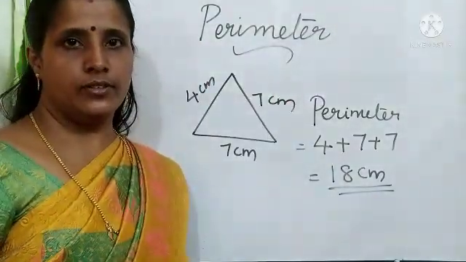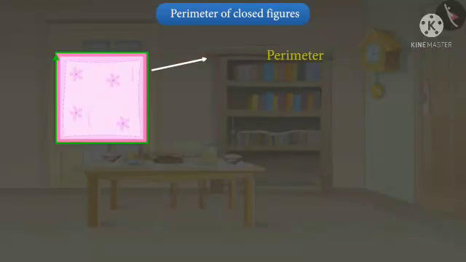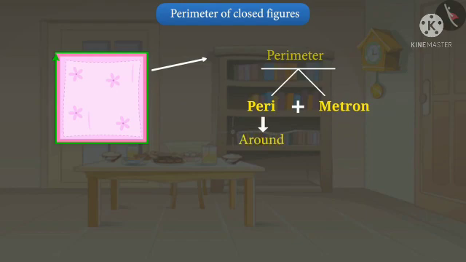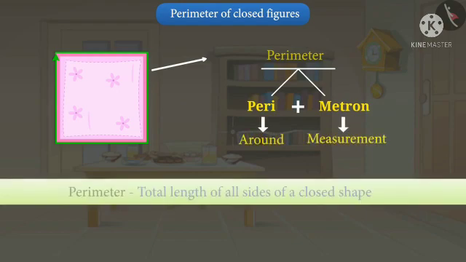Understand all of you? The word perimeter is derived from the Greek words peri and metron, in which peri means around and metron means measurement. In this way, the perimeter is the total length of all sides of a closed shape.